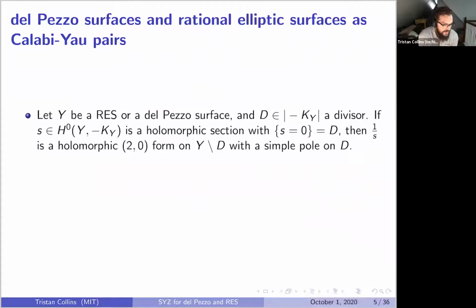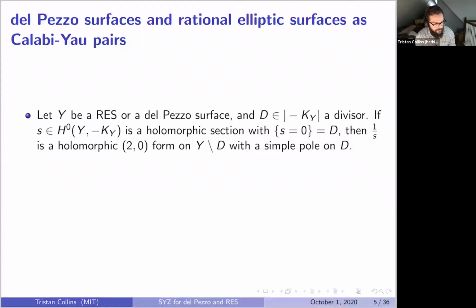So in both of these cases, you have this nice anti-canonical divisor. You can take an element of the anti-canonical linear system, and then there's a section of the anti-canonical bundle which cuts out this divisor. In other words, this section vanishes only on the divisor. But then the idea is that you can invert this section, at least away from this divisor, and you'll get a holomorphic 2-form on the complement of the divisor, which has a simple pole on D.